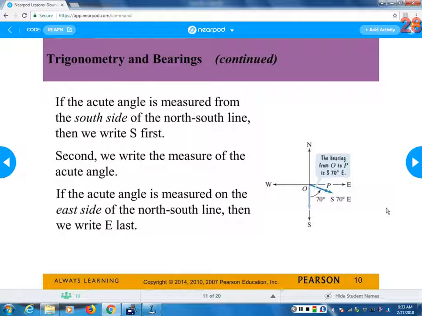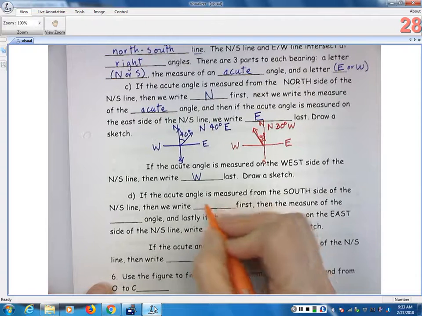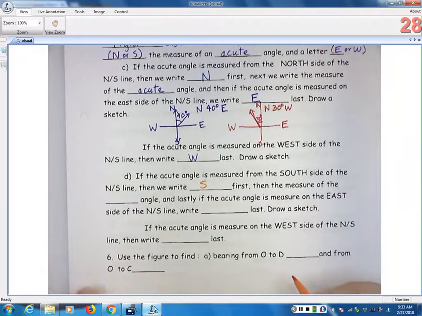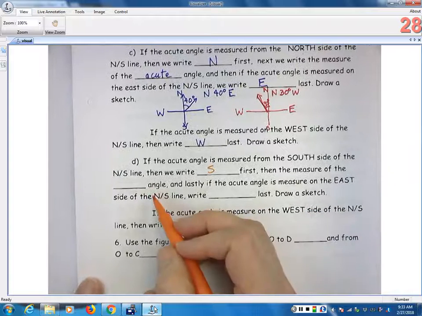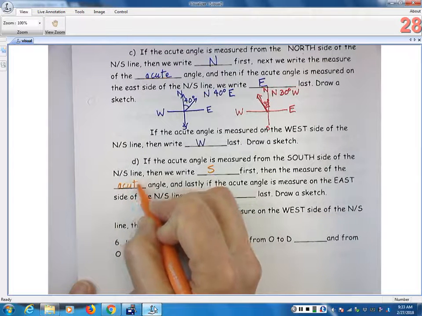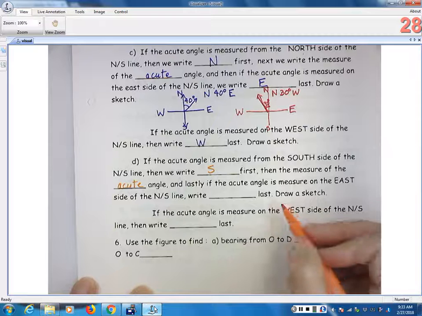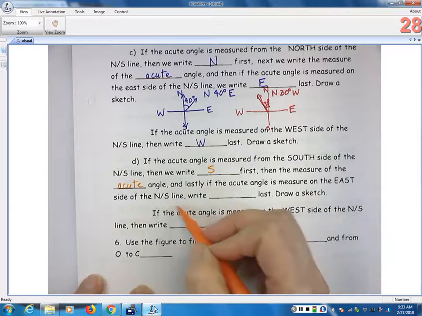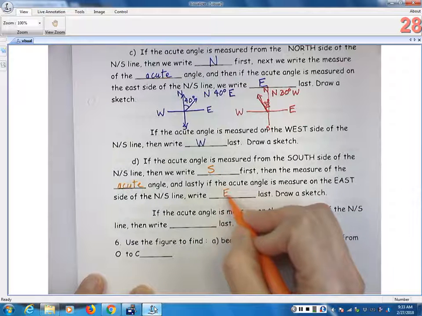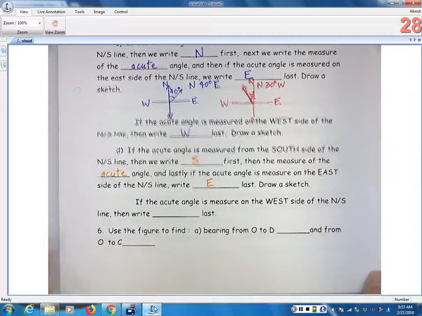Okay, so here's how we write it with south. Here's an example of 70 degrees. If the acute angle is measured from the south side of the north-south line, then we write S first. Then the measure of the acute angle is written next. And then if the acute angle is measured on the east side of the north-south line, we write east last. Here's a sketch.